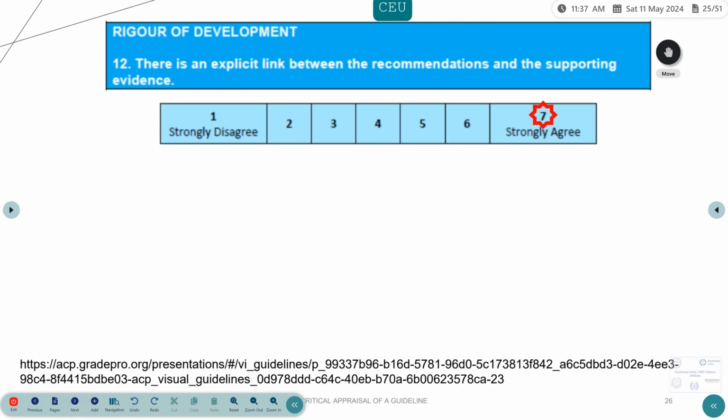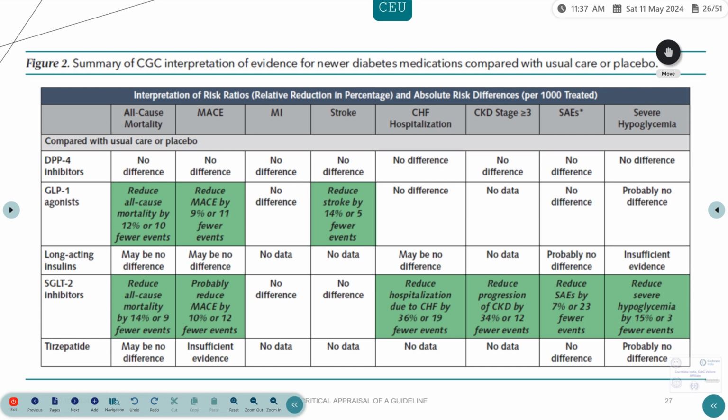Did the guideline show an explicit link between the recommendations and the supporting evidence? Yes. They have mentioned it in the guideline, but this is a summary of the guideline. You can see clearly, and it's very visibly easy to understand, that there are only 2 drug choices which can be useful in certain situations in type 2 diabetics. I will not go into the details because we have already appraised this as a systematic review.